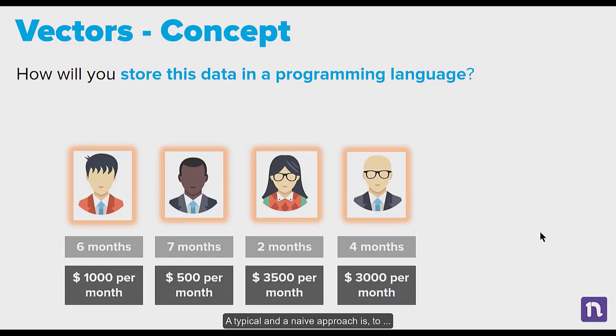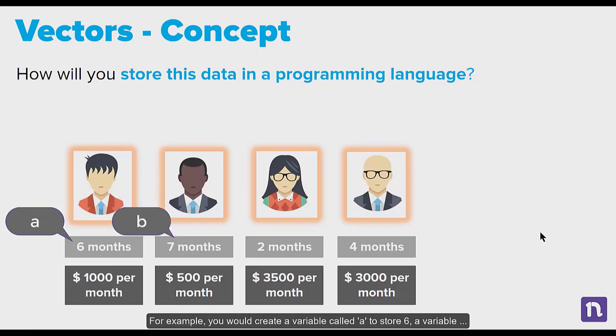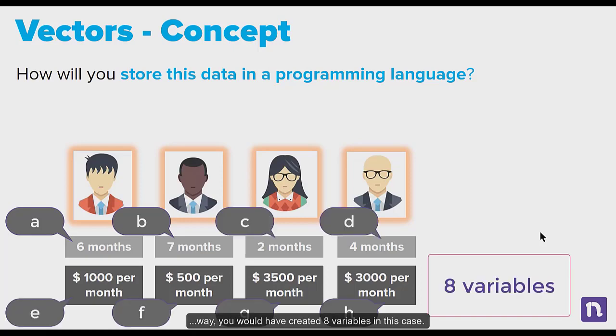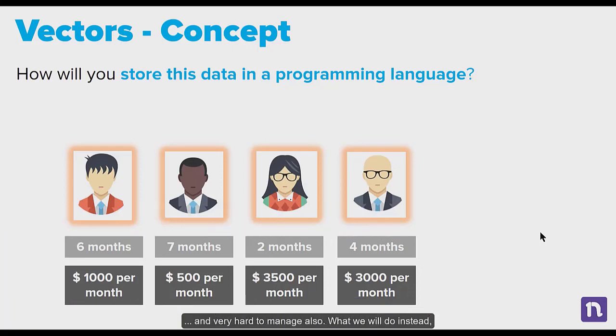A typical and naive approach is to create one variable for each of the data items that you want to store. For example, you would create a variable called A to store 6, a variable called B to store 7, and so on. By doing it this way, we would have created 8 variables in this case. And if the number of employees is increasing, you would have to create as many variables. This is very hard to do and even harder to manage.